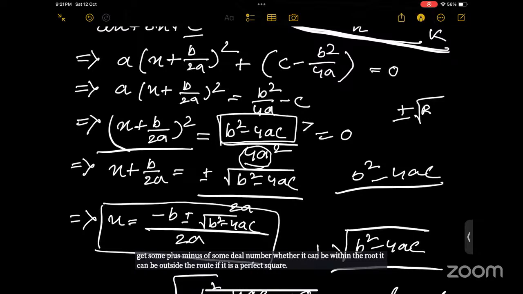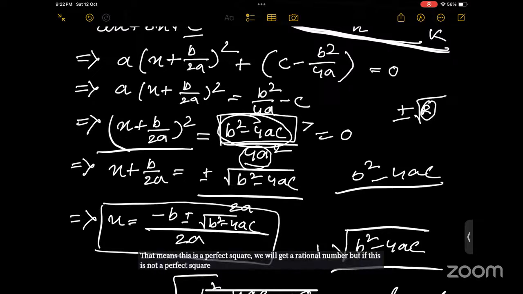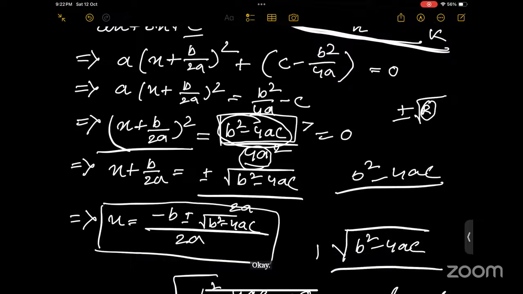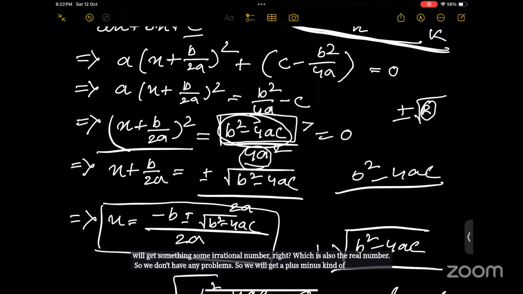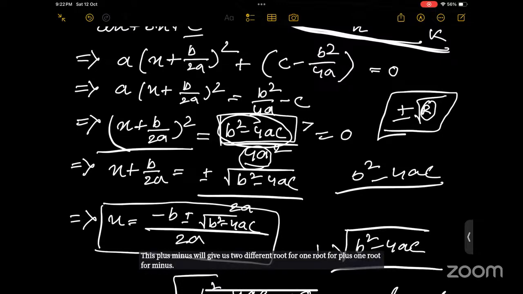Suppose this is root r. If this r is a perfect square, we will get a rational number. But if it is not a perfect square, we will get something within the root, that means some irrational number, which is also a real number. So we don't have any problem. We will get a plus minus kind of thing, and this plus minus will give us two different roots: one root for plus, one root for minus.